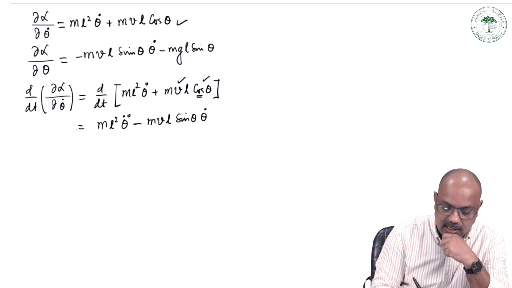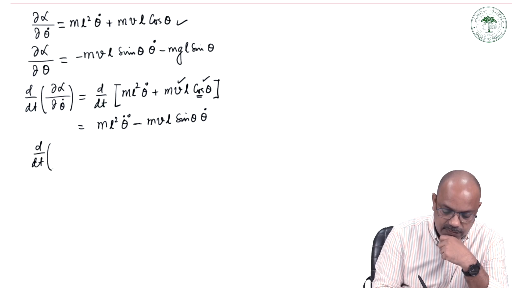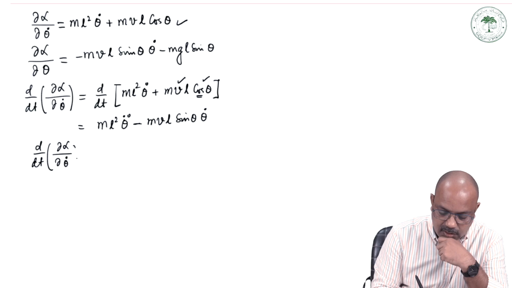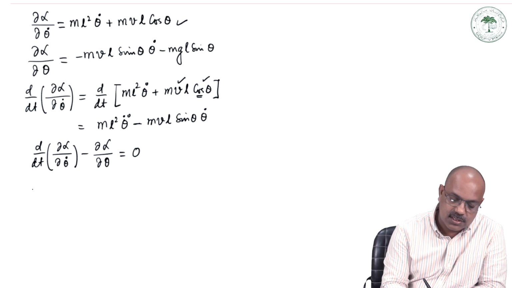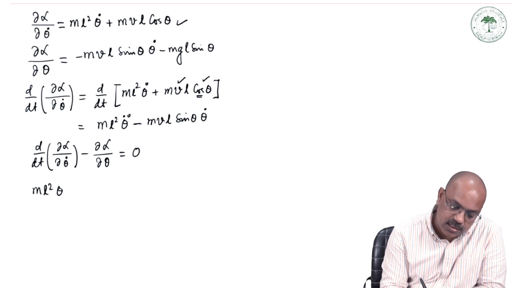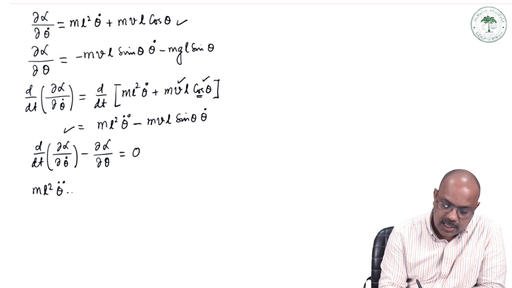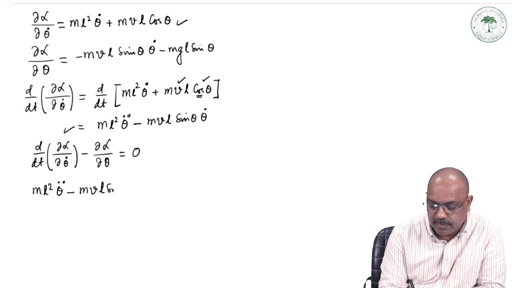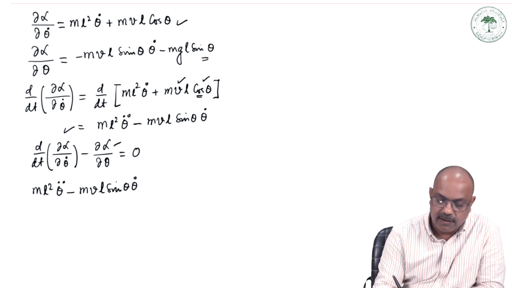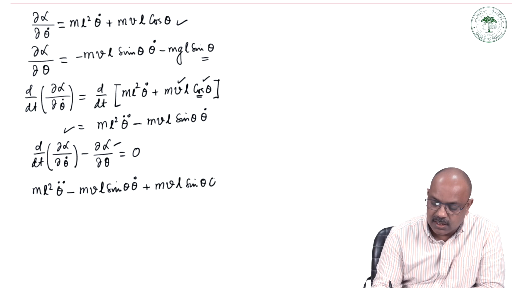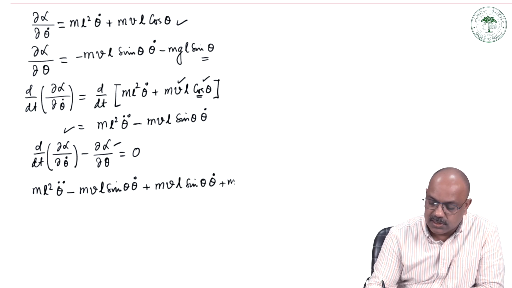And now I can have my Lagrange equation of motion. So this is d/dt of ∂L/∂θ̇ minus ∂L/∂θ, which is going to be 0. So I put this in: ml² θ̈, minus mvl sin θ θ̇, and here we have minus minus plus, so plus mvl sin θ θ̇, and this is plus mgl sin θ equal to 0.